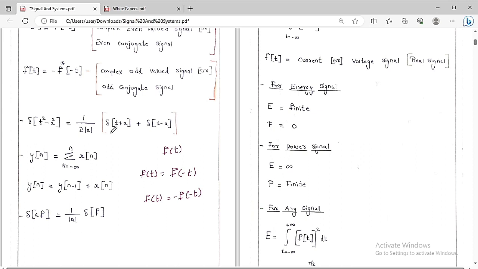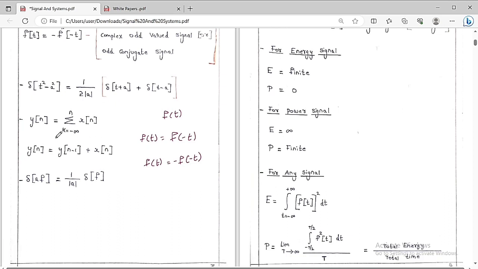So we can say delta of t square minus a square is equal to 1 by 2 into mod a into delta of t plus a plus delta of t minus a. This is a very, very important formula. So finally, delta of t square minus a square is equal to 1 by 2 into mod a into delta of t plus a plus delta of t minus a. Always keep this formula in mind.